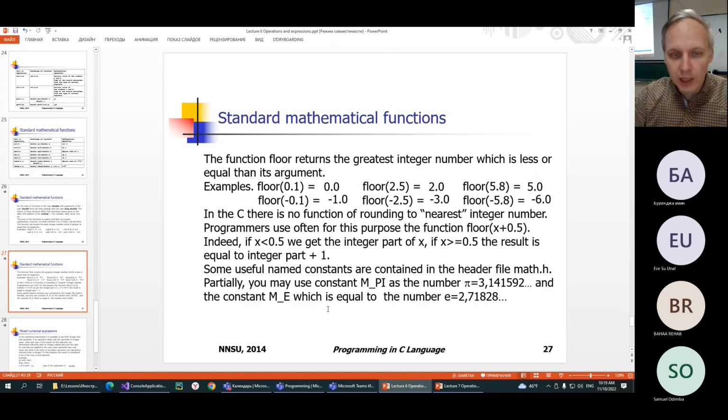And the same I can say about floor. Floor returns the closest integer number that is less or equal. Floor 0.1 is 0. Floor 2.5 is 2. Floor 5.8 is 5. But if we consider negative numbers, for example, floor minus 5.8 equals minus 6. The result must be less than or equal.